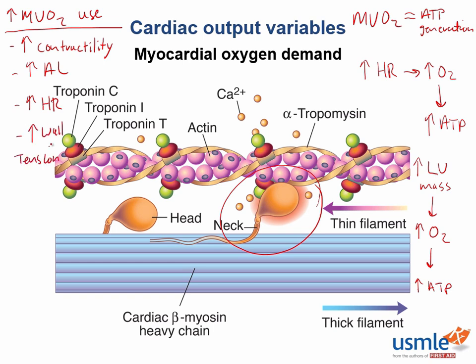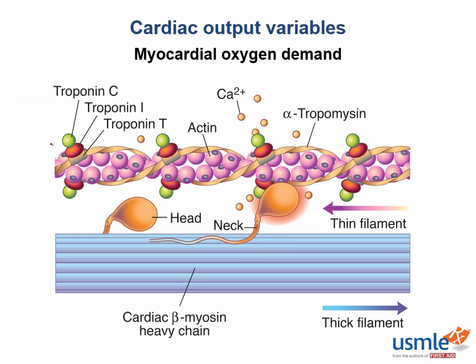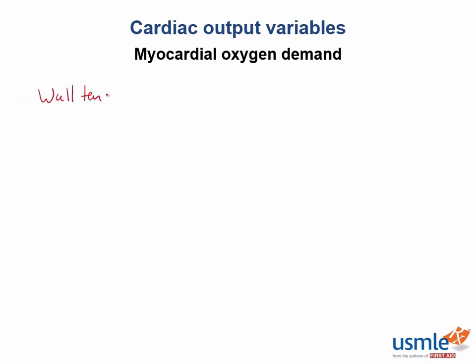Now, to help us understand this better, let's look at Laplace's law, which defines wall tension as follows. And it states that wall tension equals the pressure times the radius. Now this is an important concept here because it also shows up in the pulmonary section when you discuss how surfactant helps prevent alveolar collapse. And here it's going to help us understand oxygen demand.